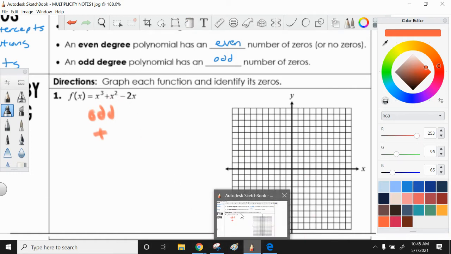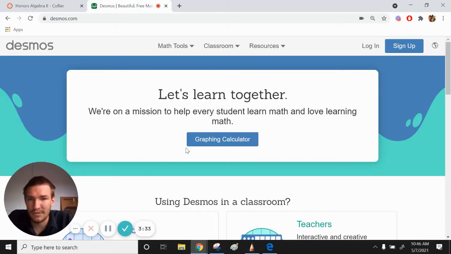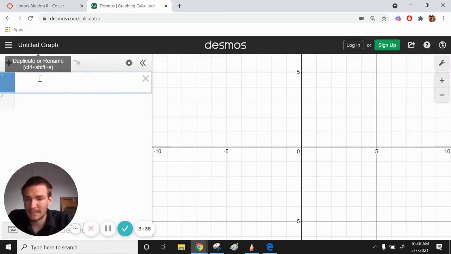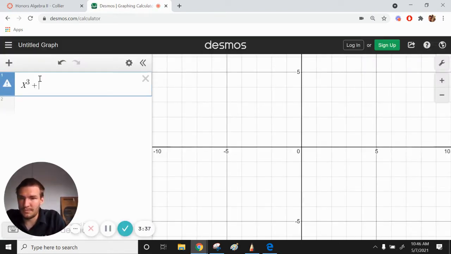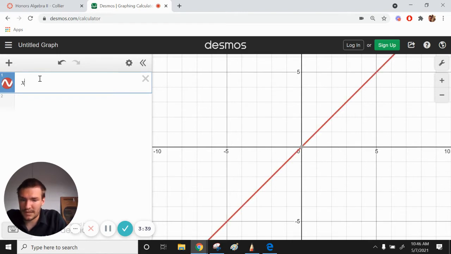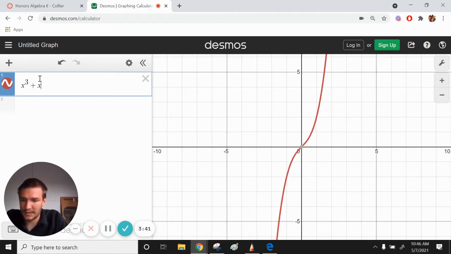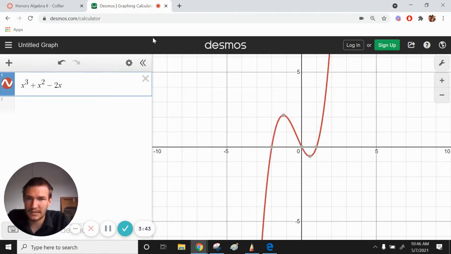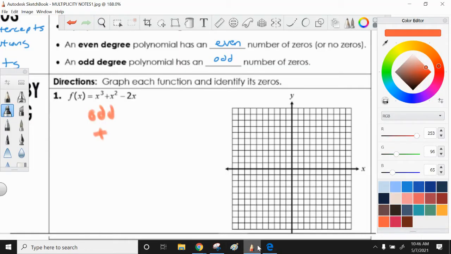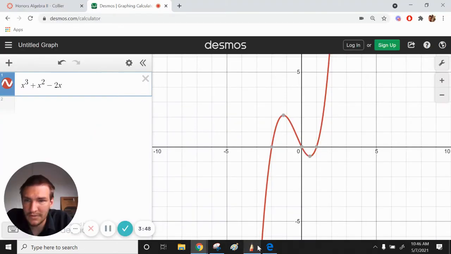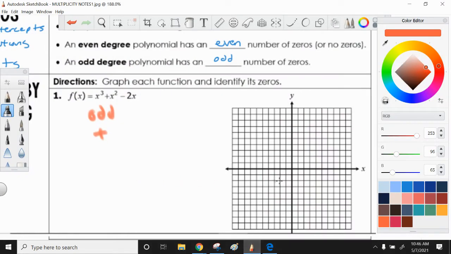Let's go to Desmos. X cubed plus x squared minus 2x. All right. X cubed, can't be capital X. X cubed plus x squared minus 2x. Cool. Yeah, looks pretty similar. We've got 1, 2, 3 different intercepts. Exactly how we thought. Just to draw a graph, it doesn't have to be perfect. We're moving on. Okay?